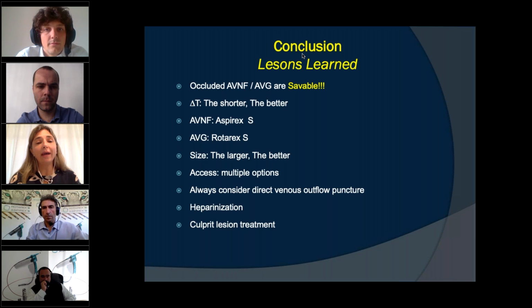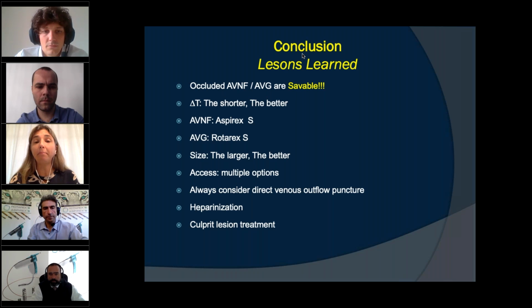And in conclusion, the lessons learned with these cases: we can always save the occluded native fistulas and grafts as long as we have good timing. So the shorter the time, the better the result. We usually use Aspirex for native fistulas and Rotarex for grafts. The size, the larger, the better. If I can use the 8 French device, I go for the 8 French.